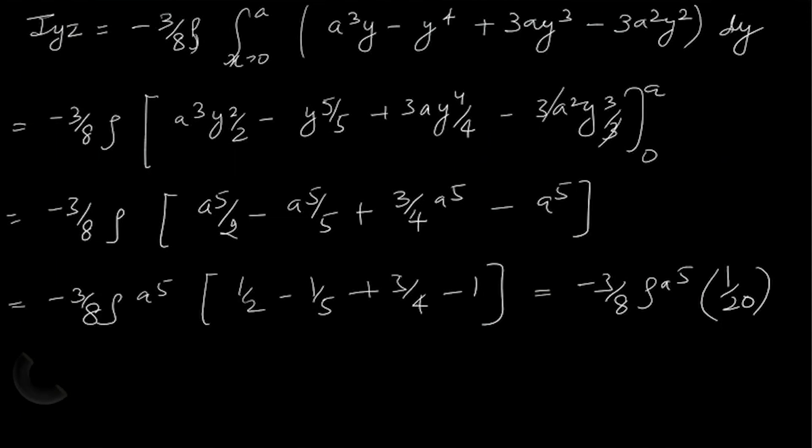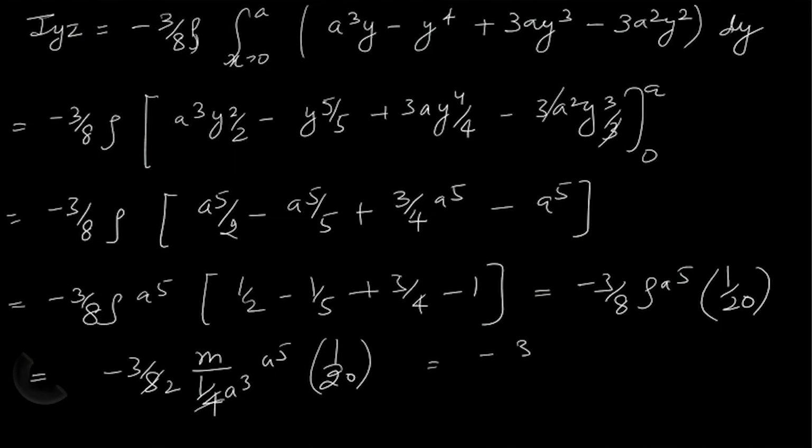So we can substitute for rho now. So this is minus 3 over 8 times mass over 1 over 4 a cube, a^5, 1 over 20. So we can cancel this 4 with 8. So this will be minus 3 over 40 ma square. So this is our IYZ.